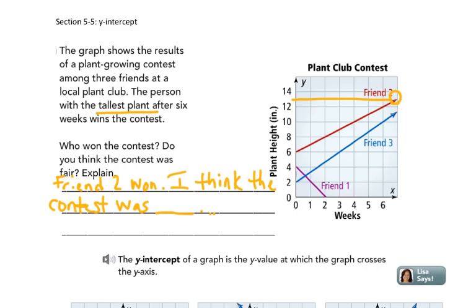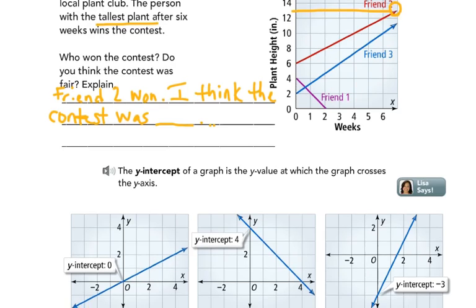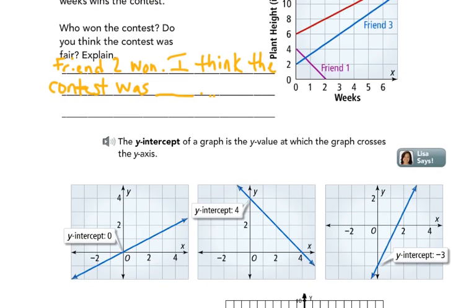Hopefully you did what the video told you to and paused the video to answer that. And also, hopefully you realized that because the plants started at different heights here, you probably decided it wasn't fair. So we're talking about the y-intercept. That is where the graphs hit or cross the y-axis.